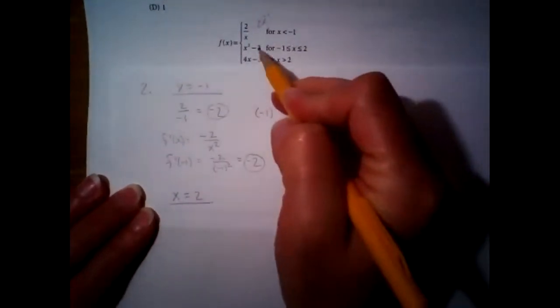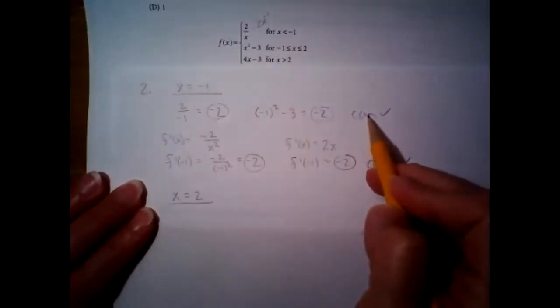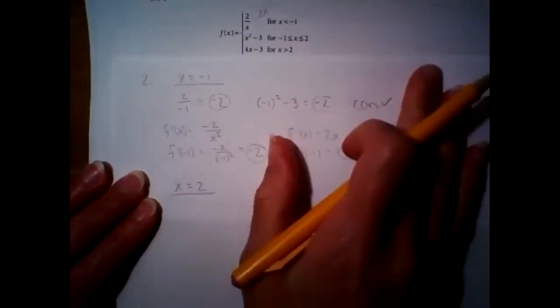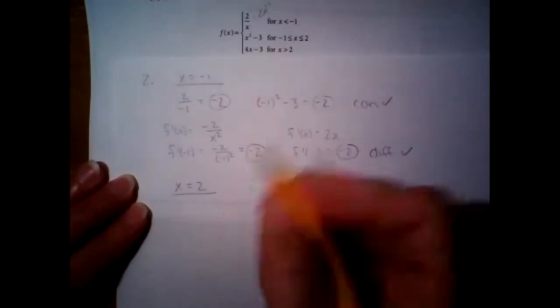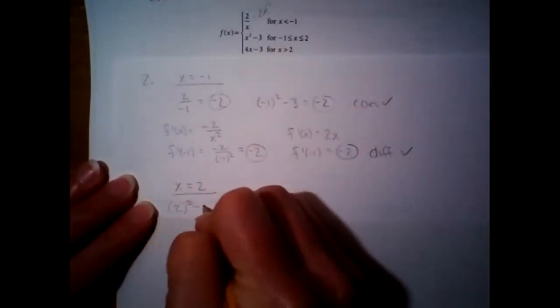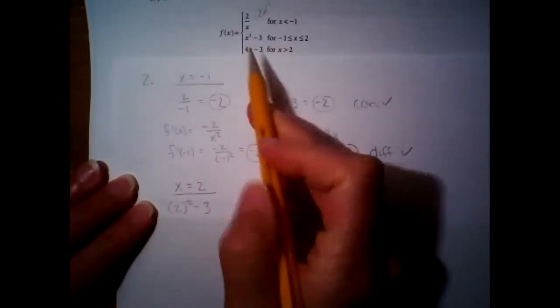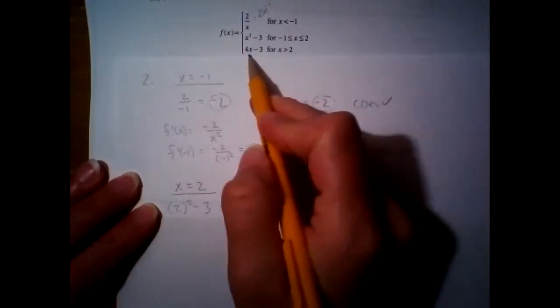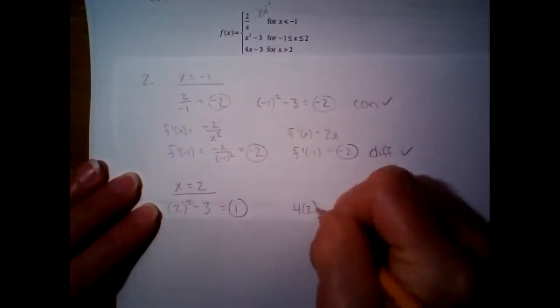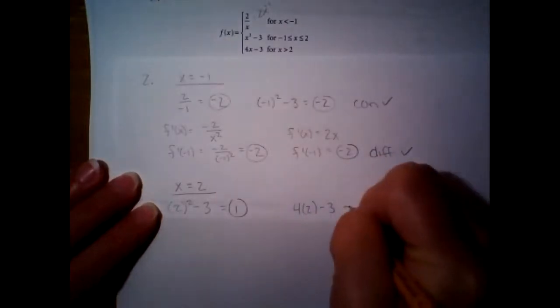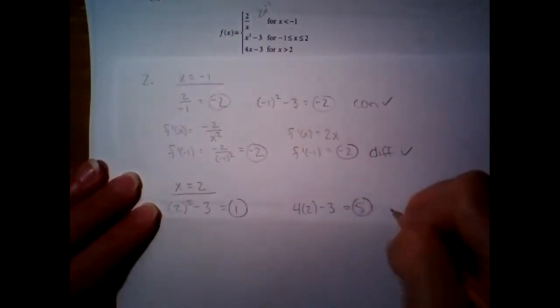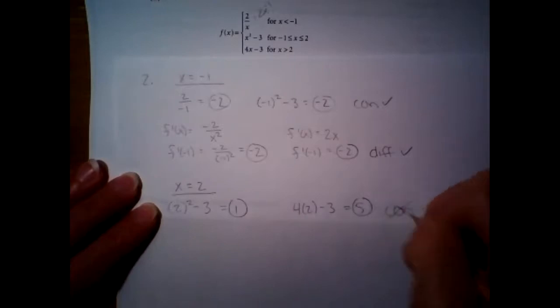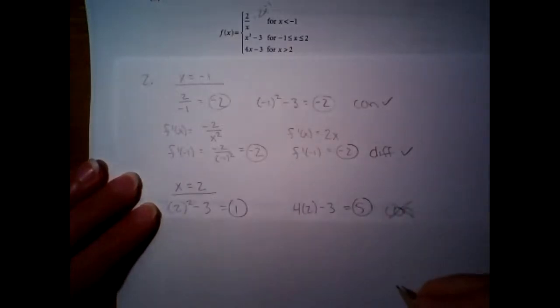All right, now let's try 2. Now we're looking at these two pieces of the function. First, I want to make sure that it's continuous, make sure that they link up at 2. So we're going to plug in 2 to each piece of this. If we plug in 2 here, that's going to give us 4 minus 3, which is 1. And if we plug in 2 here, that gives us 8 minus 3, which is 5. So this function is not continuous. So I don't even need to check if it's differentiable. If it's not continuous, it's not going to be differentiable either.